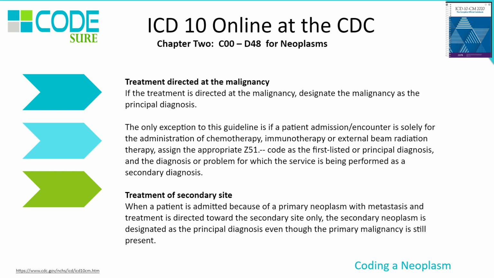When a patient is admitted because of a primary neoplasm with metastasis and treatment is directed toward the secondary site only, the secondary neoplasm is designated as the principal diagnosis, even though the primary malignancy is still present. While we will not get into this depth in coding today, these are the type of questions that you can anticipate you will see on any certification exam. So we will go over this multiple times, and you will be familiar with these guidelines before we complete this course.